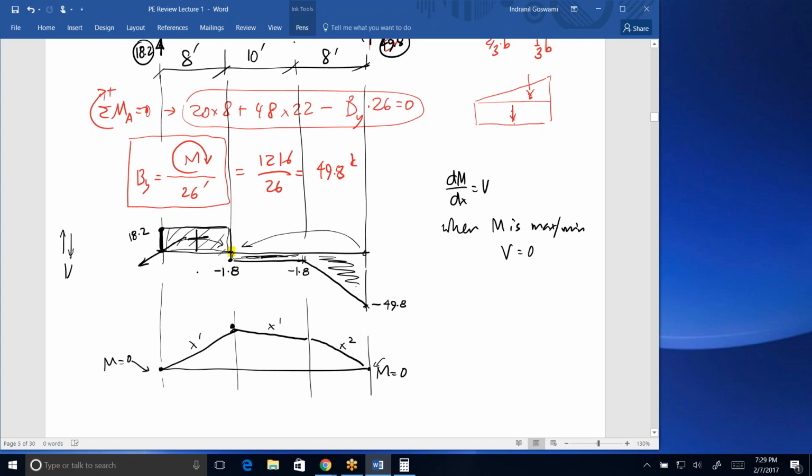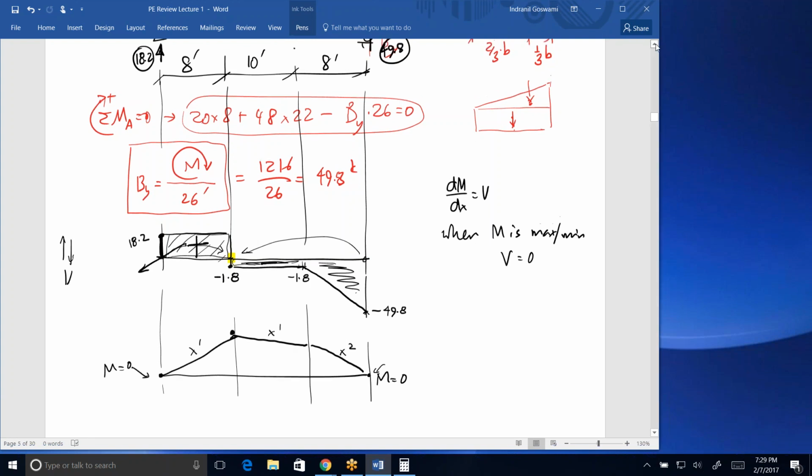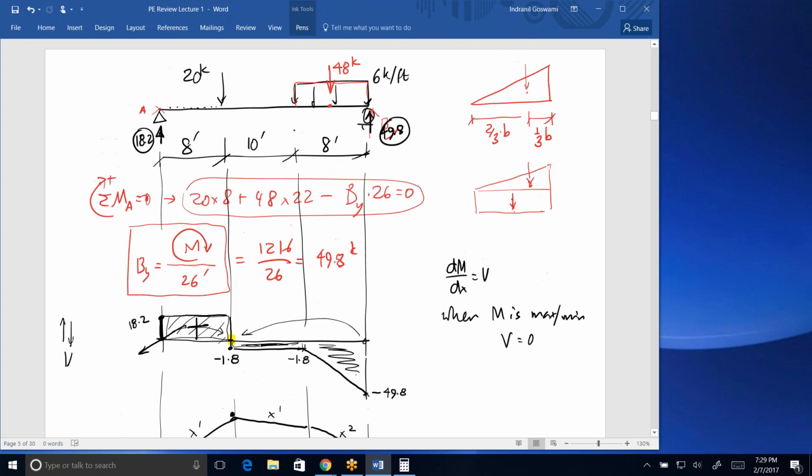But for it to do that, the positive area must be equal to the sum of the total negative area, which doesn't look like the case here. So I messed up somewhere. Maybe in going from the total load of 68, this turned out to be 49.8, so that would be 18.2. That seems right. Maybe here.